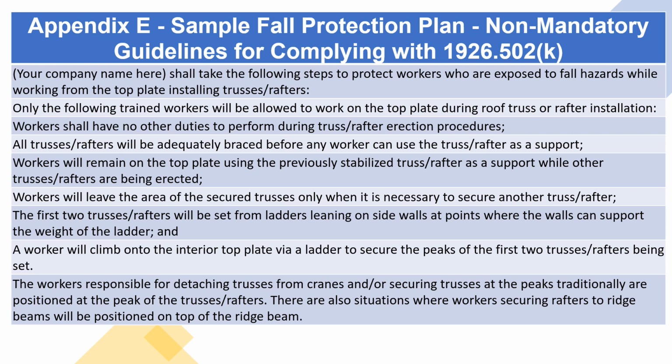The first two trusses/rafters will be set from ladders leaning on side walls at points where the walls can support the weight of the ladder. And a worker will climb onto the interior top plate via a ladder to secure the peaks of the first two trusses/rafters being set. The workers responsible for detaching trusses from cranes and/or securing trusses at the peaks traditionally are positioned at the peak of the trusses/rafters. There are also situations where workers securing rafters to ridge beams will be positioned on top of the ridge beam.